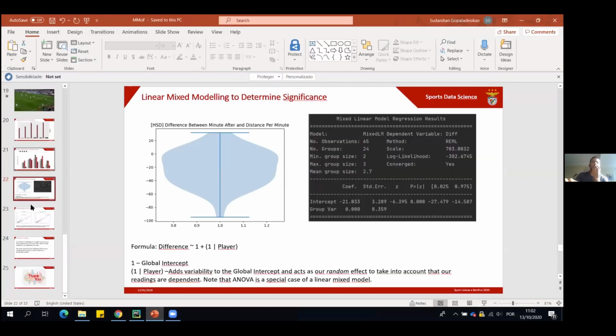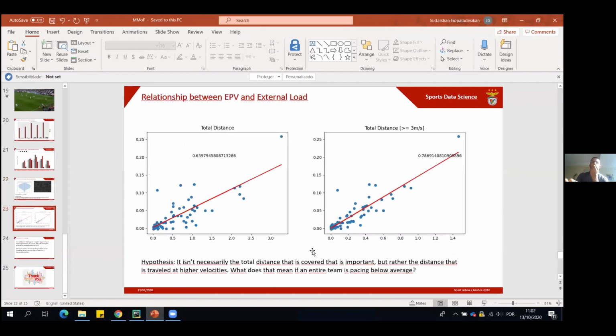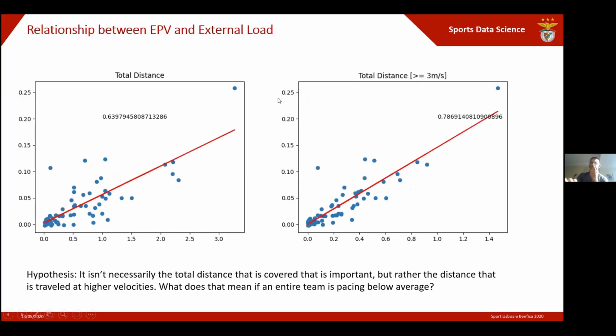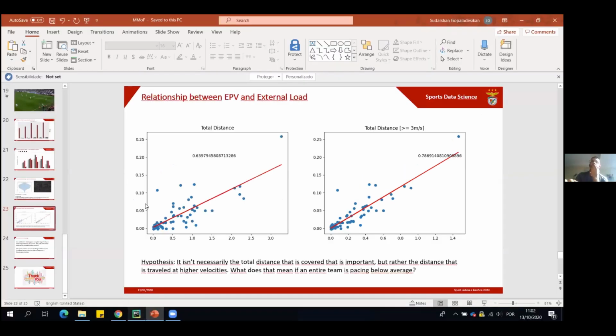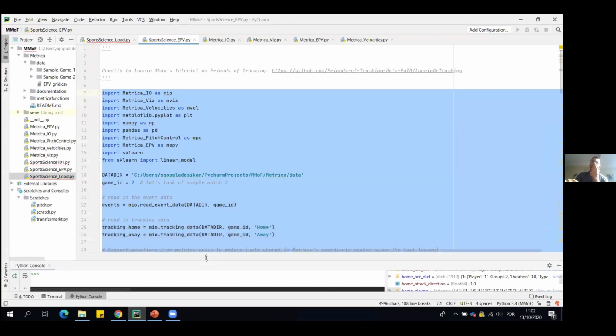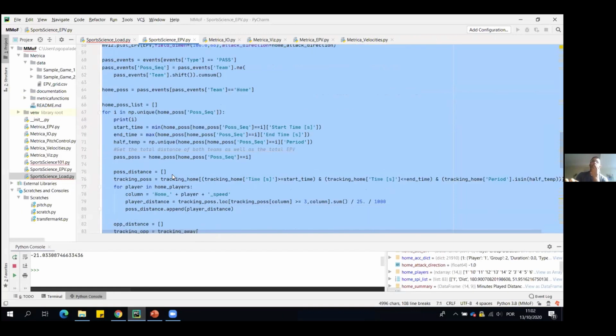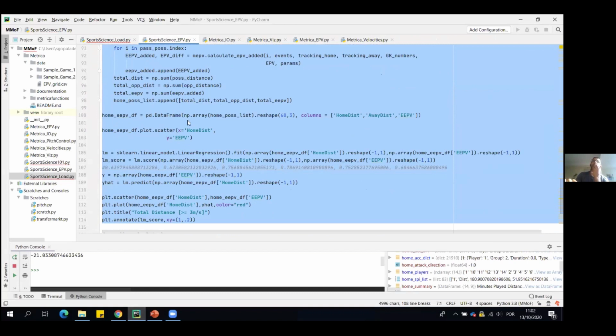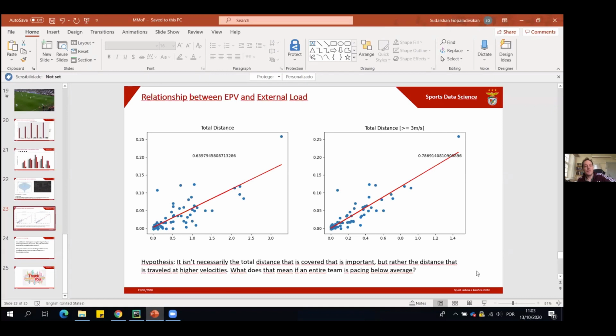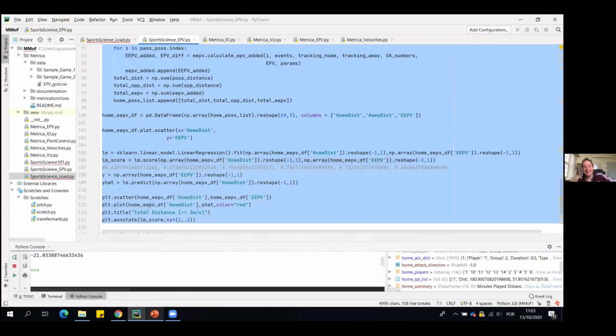Great, okay. The last part is going to look at just the relationship between EPV and external load. I already saw that timing-wise I'm a little bit over. So this code here you can take a look at in EPV. What I'm doing is I'm just taking Laurie's code for understanding what is the total EPV of a possession using all of the passes in that possession, and then creating a simple linear regression between the actual EPV and the distance that they cover. I think actually, Suds, I haven't even covered EPV in the lectures yet. That will be next week's lecture.